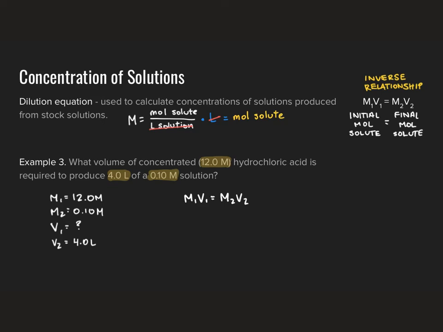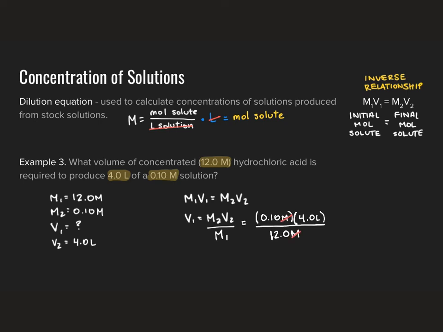So we're going to rearrange our equation to solve for V1 by dividing both sides by that initial molarity, M1, which gives me the equation V1 equals M2V2 over M1. And at this point, all that remains is to plug in our values. That final molarity we're ending up with, M2, is 0.10 molar. Our final volume we want to end up with is 4.0 liters. And that's all going to get divided by our initial molarity of 12.0 molar. And you can see here I can cancel out my units. The molarities cancel out, and I end up with units of liters.